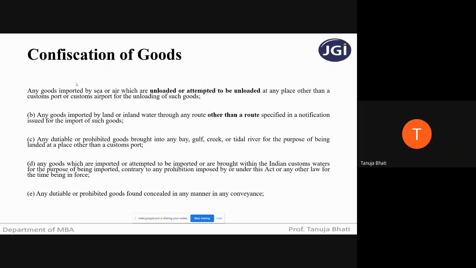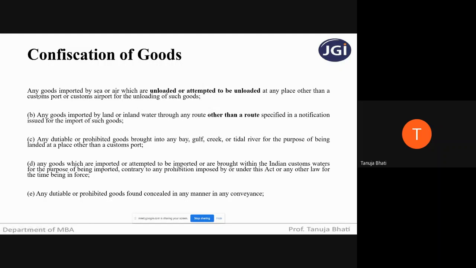Reason number one. As I told you, the goods have to be unloaded only at the customs port or customs airport. But suppose some importer is illegally unloading the goods at a particular place which is not a customs port or airport, then confiscation of goods will happen. So I am giving you the reasons why goods will be confiscated by the customs authorities.